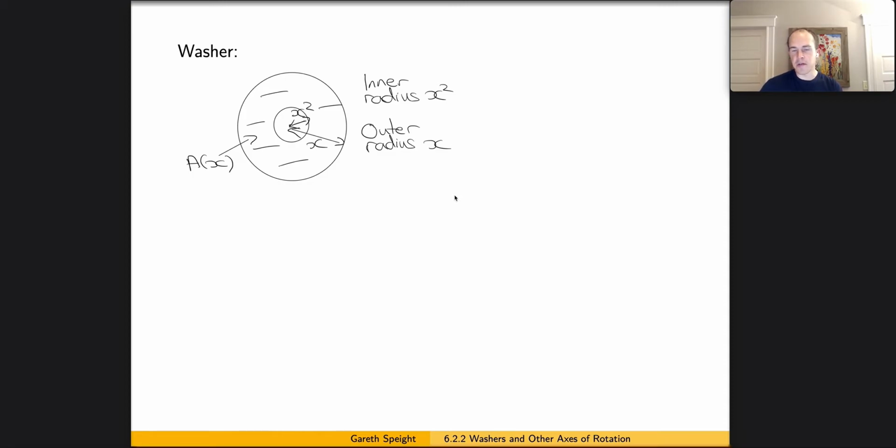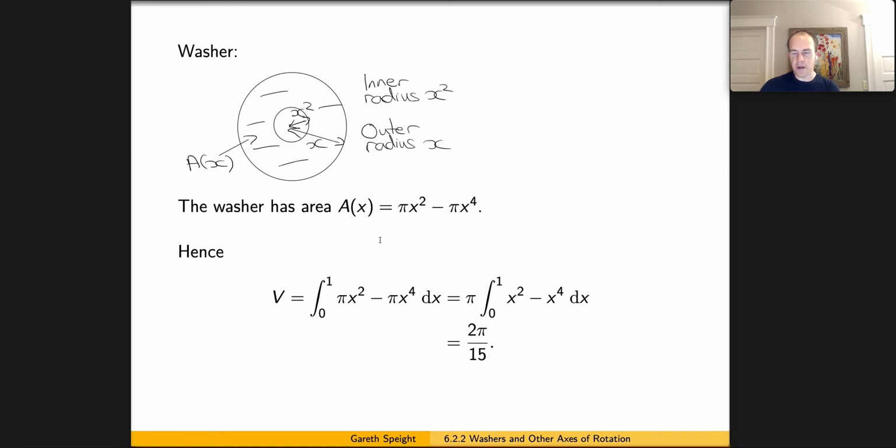We can find the area. We just do the area of the large circle minus the area of the small circle. So the large circle has radius x, so we're going to get pi x squared. The inner circle has radius x squared, so we're going to do pi times x squared squared, right? Always pi times the radius squared. So we get pi x to the 4. Okay, so this is our area of our cross section.